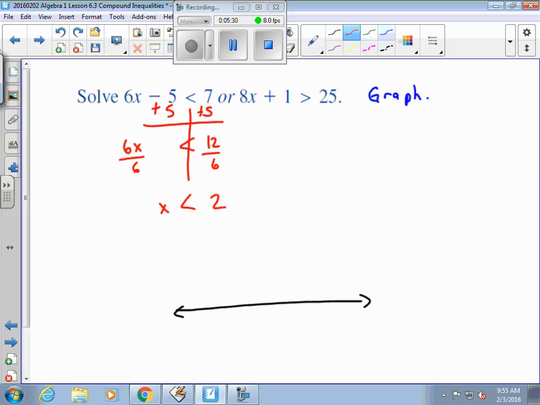Or the other inequality, we're trying to get x by itself. Again, at the end, subtract 1.